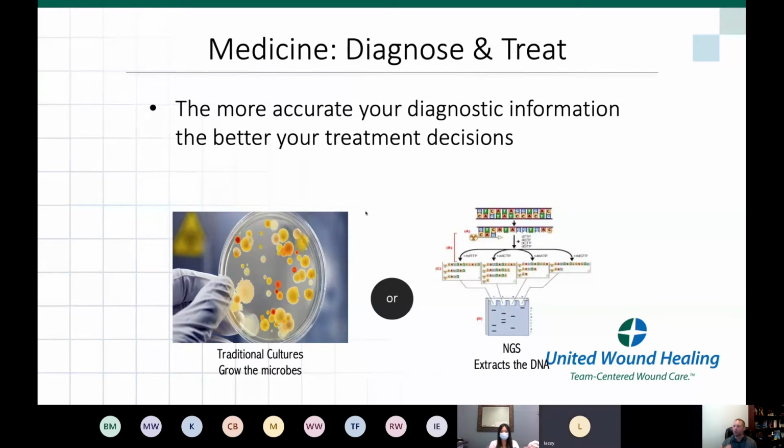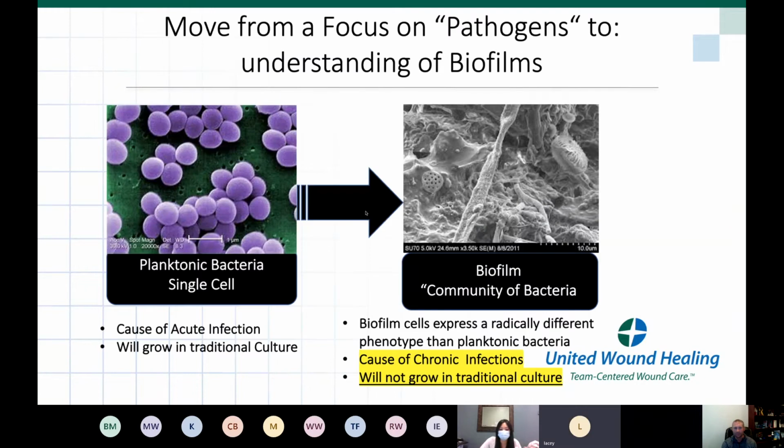If you have a really large amount of bad actors, you're probably going to have some of them grow. But what happens a lot of times in wound cultures is we culture the tissue and the bacteria grows out only what survived on that little Q-tip before you sent it into the lab. So a more accurate way to figure out what's growing in a wound and to come up with a better treatment is to do a DNA analysis of it.